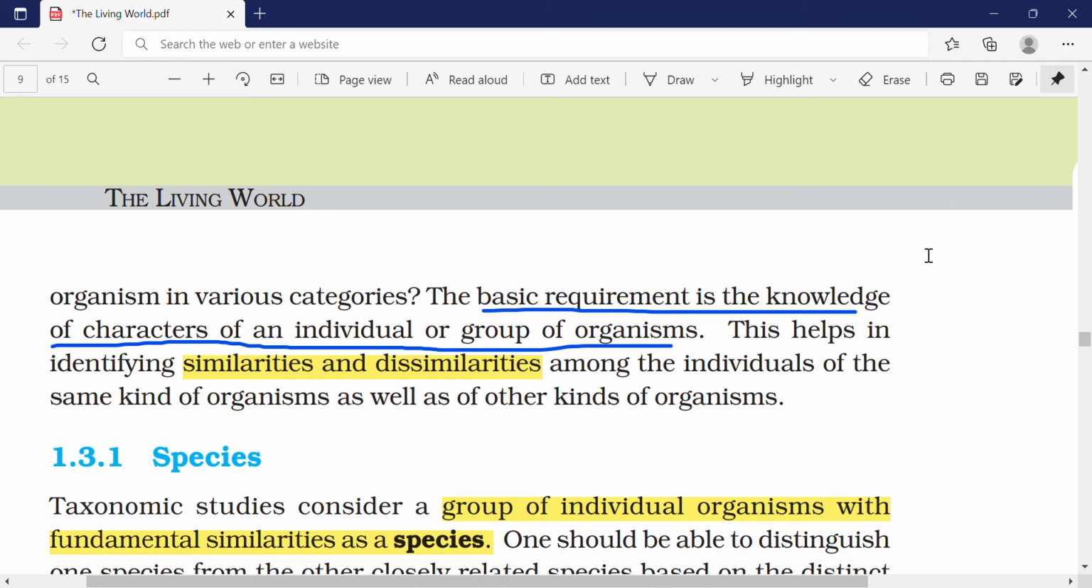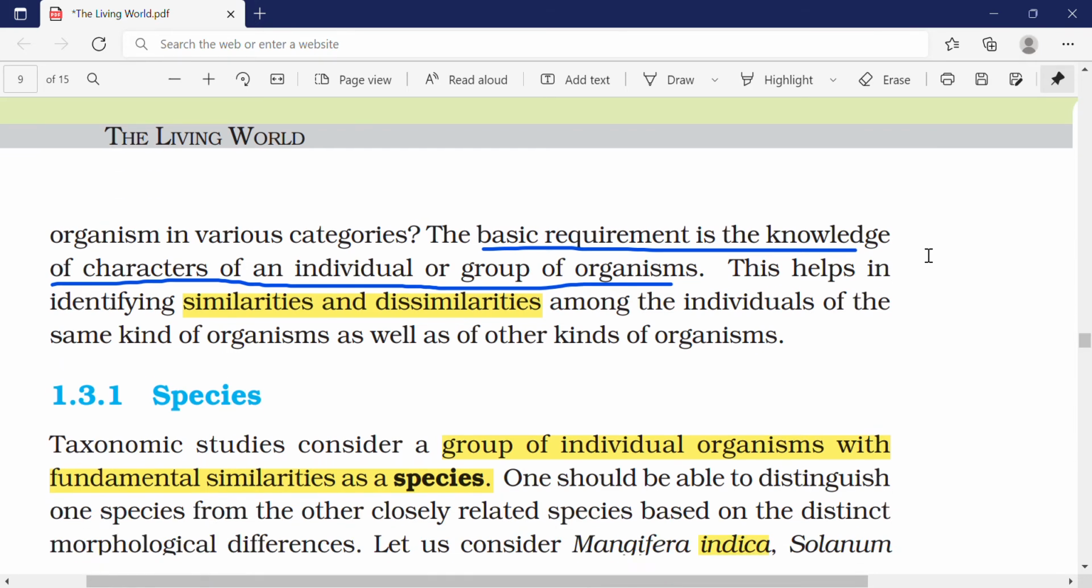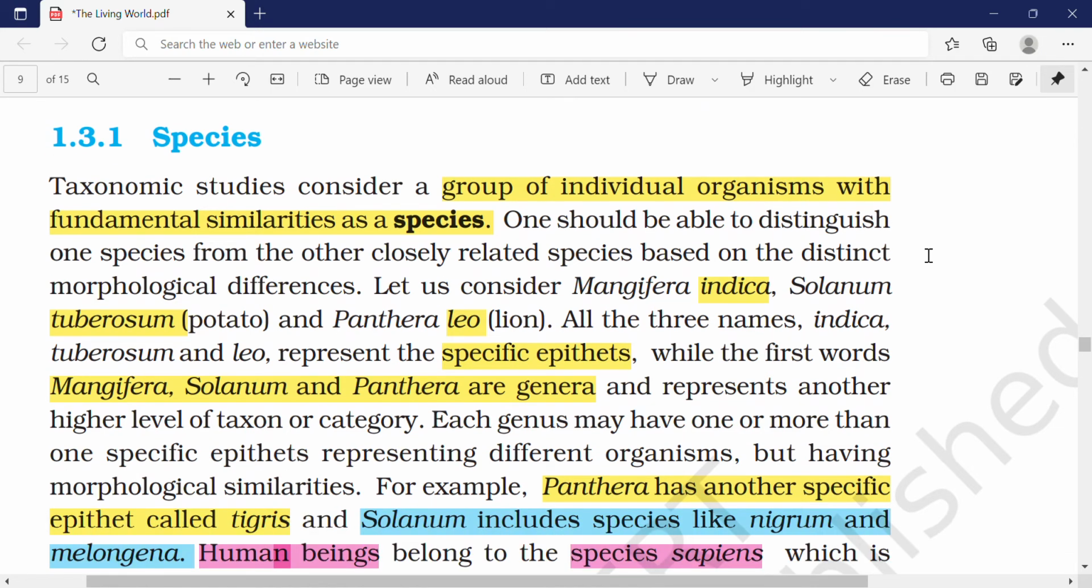So yes, the basic knowledge of characters of an individual or group of organisms is needed. Only if you have that basic knowledge can you easily identify similarities and dissimilarities. So next, let's go on to 1.3.1, that is species. What is species? It is the lowest taxonomic category in the taxonomical hierarchy. What is the taxonomical hierarchy? It is all the steps together. In that, the lowest step, the lowest taxonomic rank, is called the species.